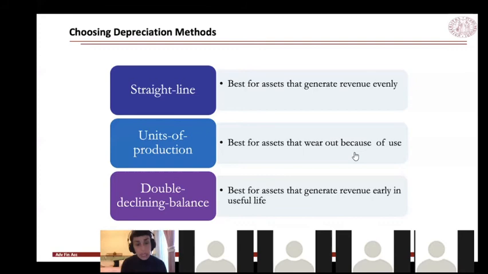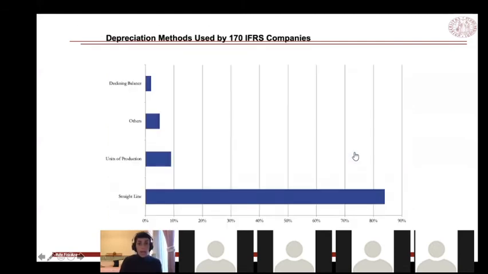Or, as I told you, it is a technique, a tool that is used in order to increase investments on a governmental level. As you see here, most of the IFRS companies use the straight line, while the other methods are much less common.